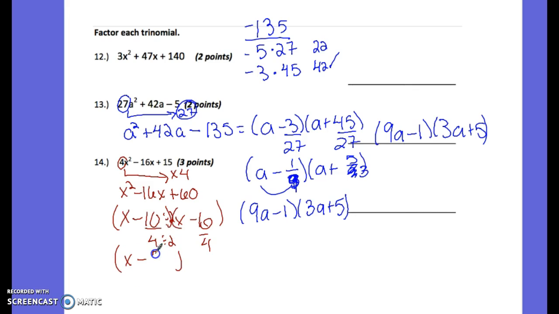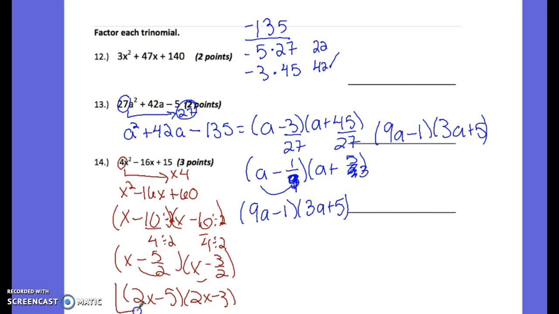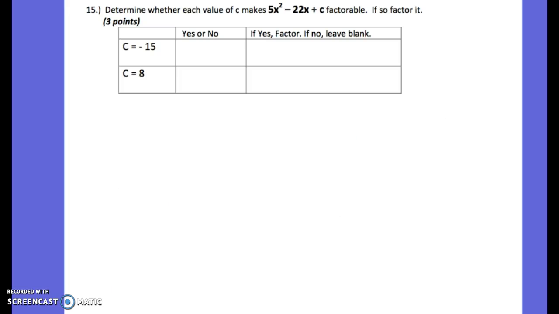We get x minus 5 over 2. These are also both divisible by 2. X minus 3 over 2. So then swoop up your 2's and you get 2x minus 5 times 2x minus 3. And again, you can check by doing your chapter 7 distribution.